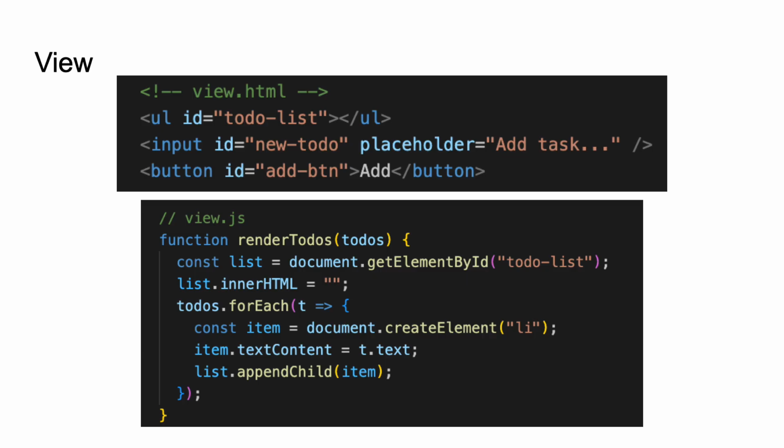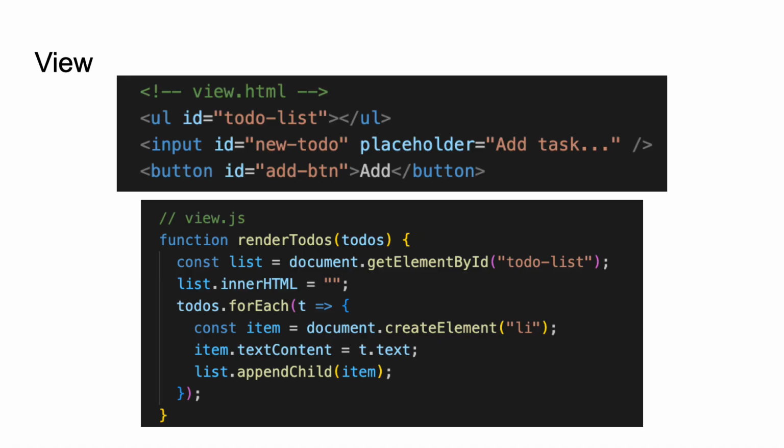Here you have the HTML and JavaScript code for what the user actually sees. The HTML code has a to-do list element, which is the UL element in HTML, an input element that allows the user to type in a new to-do list item, and a button the user can click that says add. In the JavaScript code here, what happens is that when renderToDos is called, it populates the list created in the HTML code with whatever is held in the to-dos array that exists in the model.